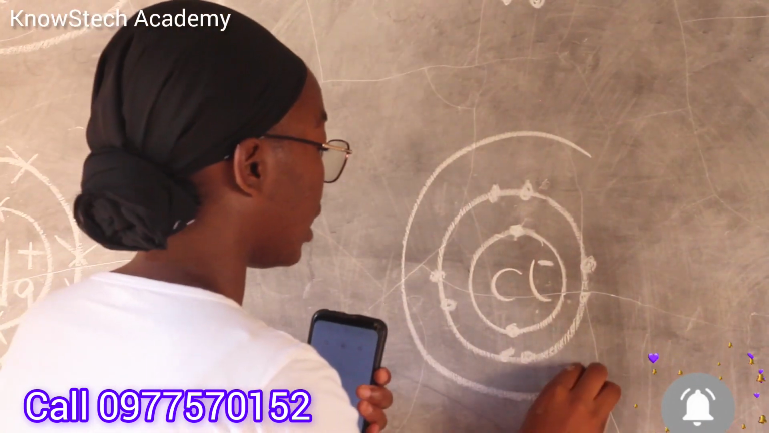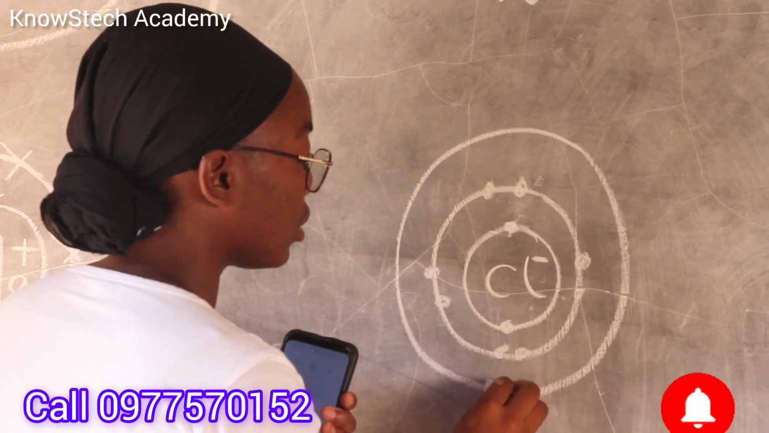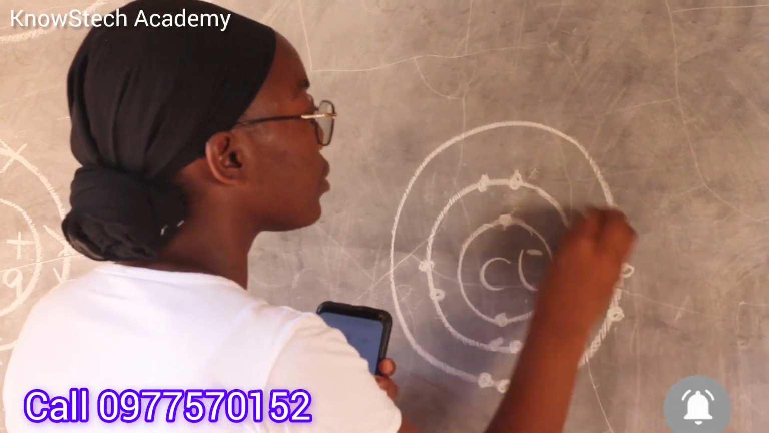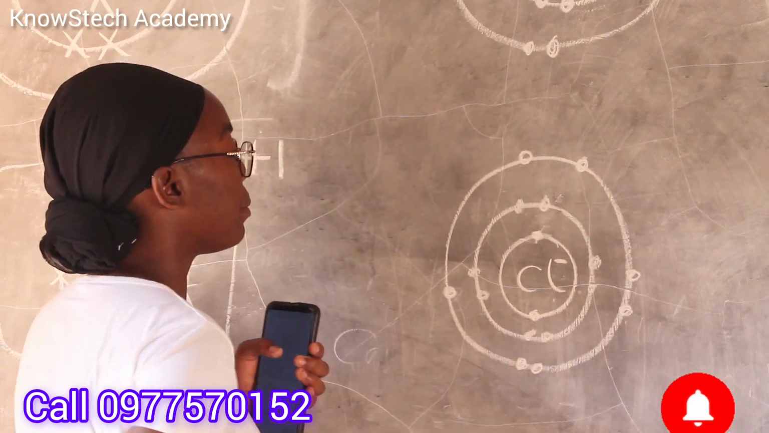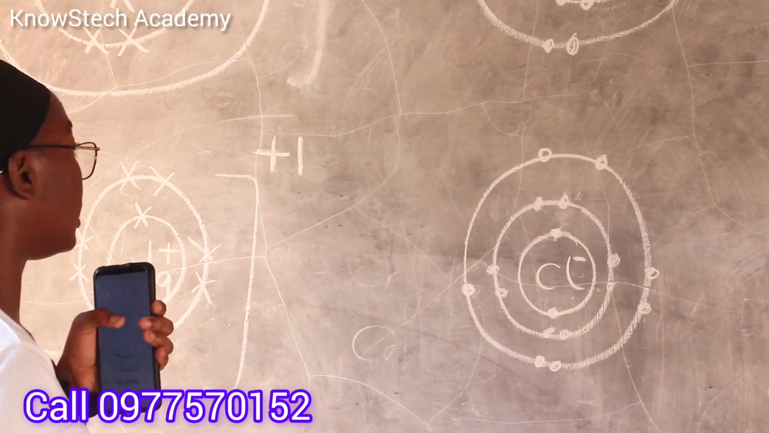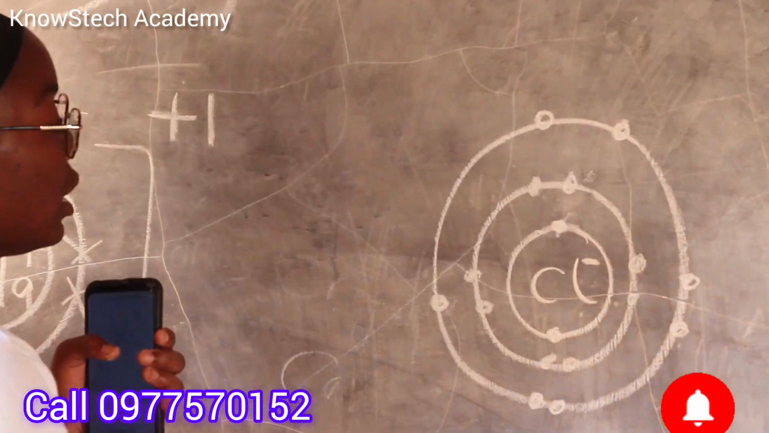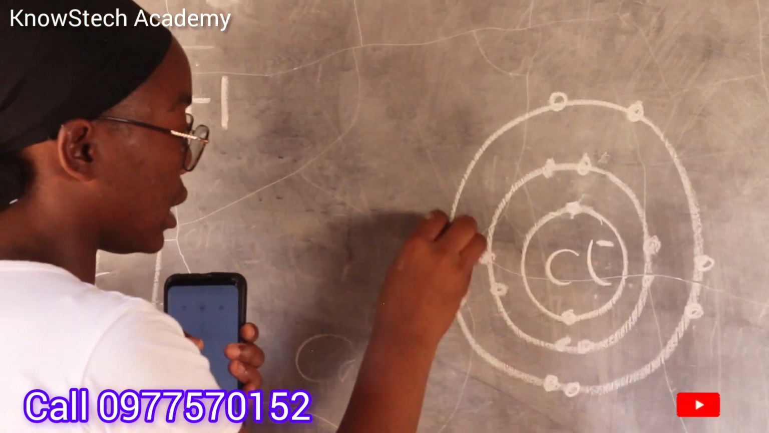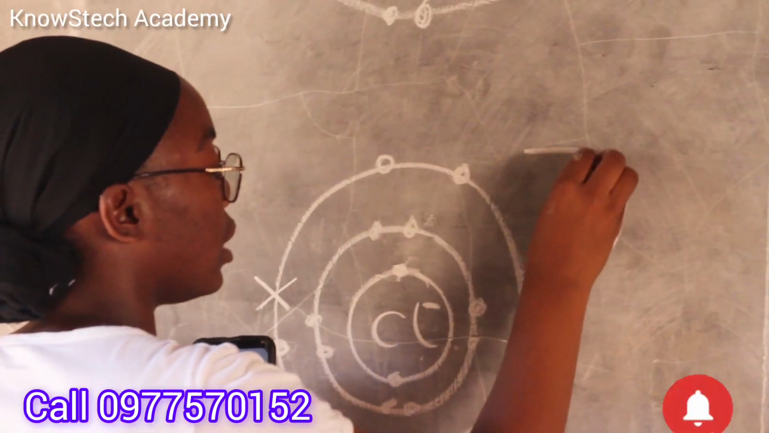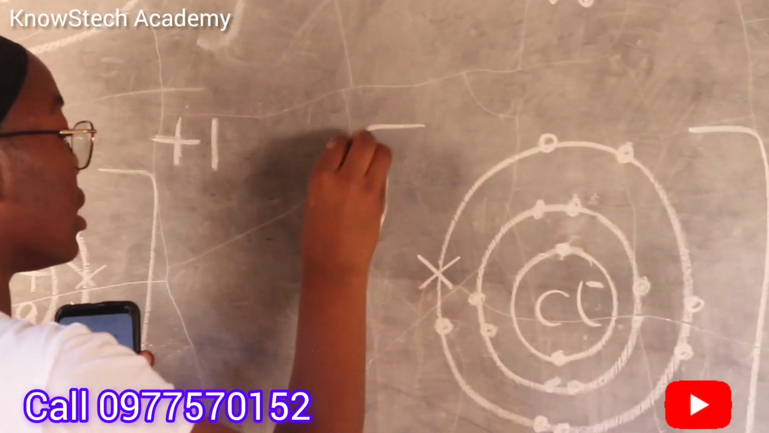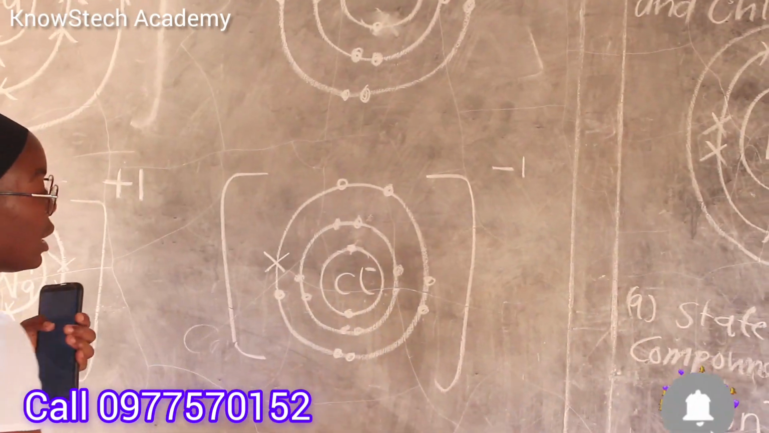Then this is our last shell. Remember, sodium has given out one electron to chlorine. So in order for us to show it here, we're going to put an X, the ones that are here, to show that it has gained. And we put them in brackets. And we put -1. We're done.